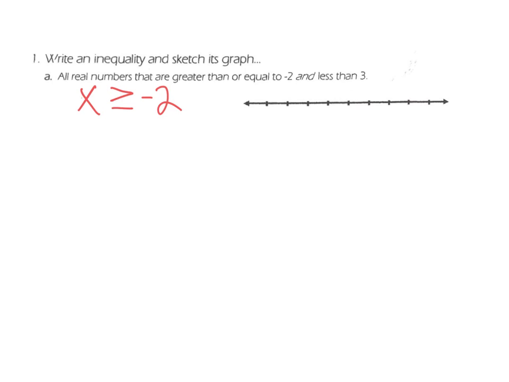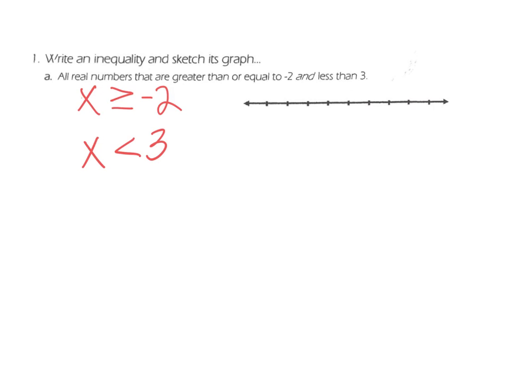And then it says the word and. Woo! That means that my arrows are going to point towards each other. I know that in advance. And then it says less than 3. So I need to write a second inequality, completely separate, saying less than 3. Just put the less than symbol and put a 3.